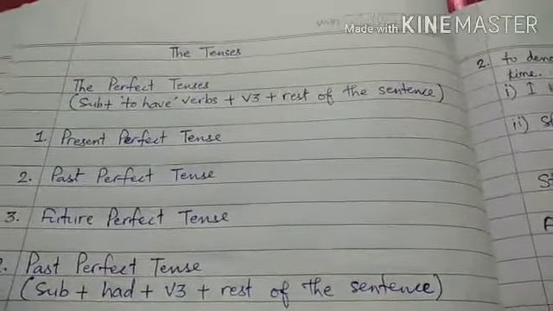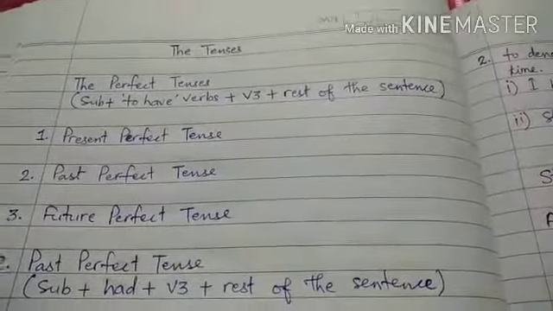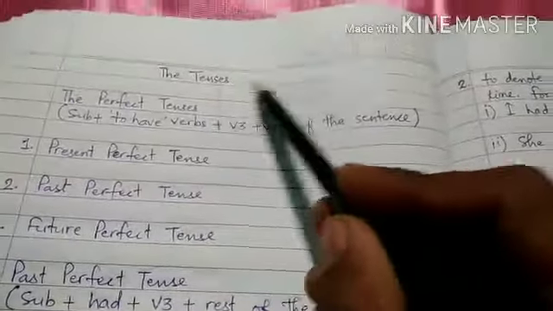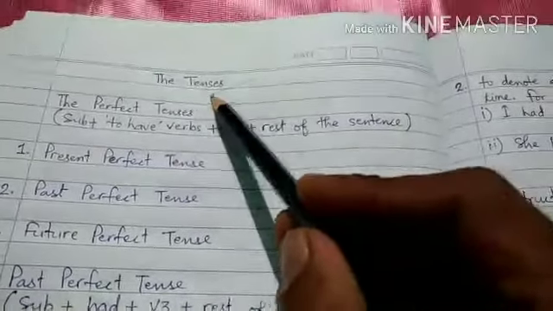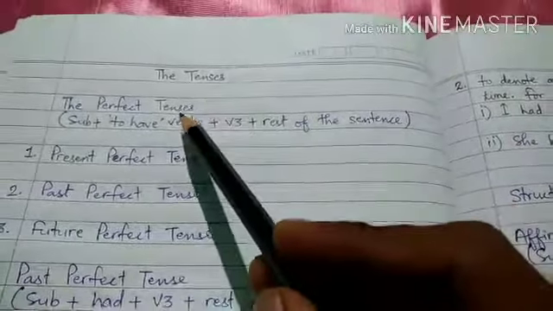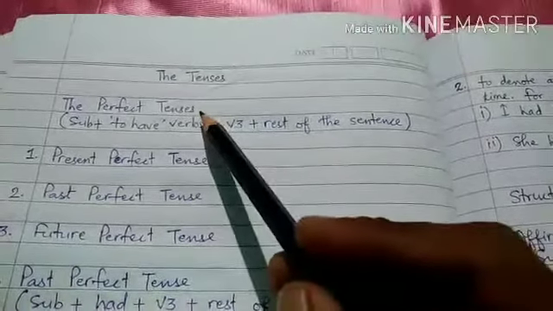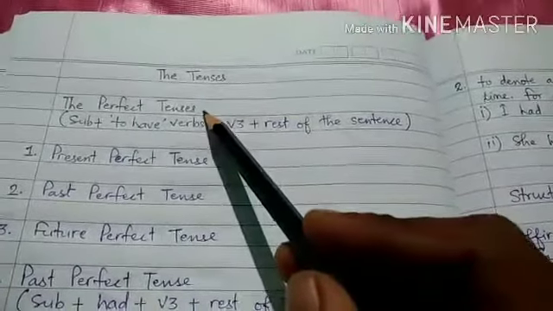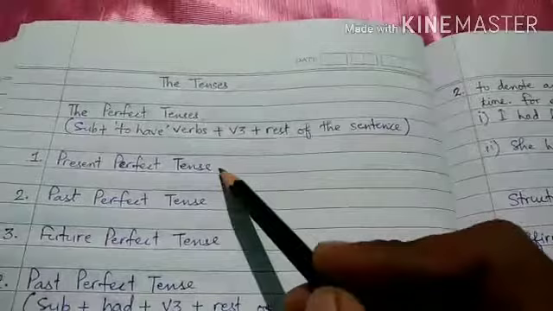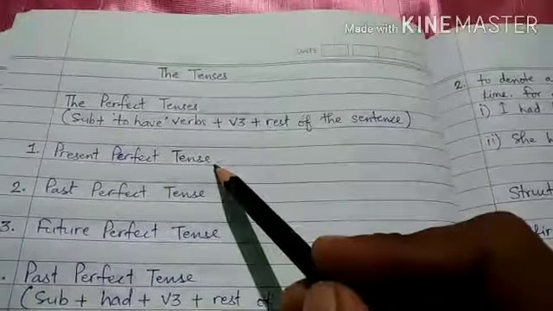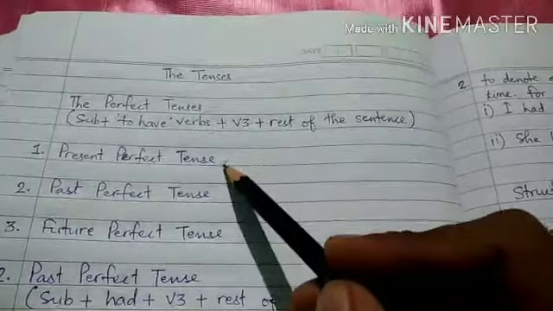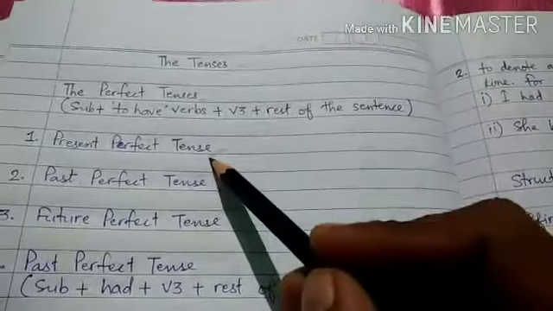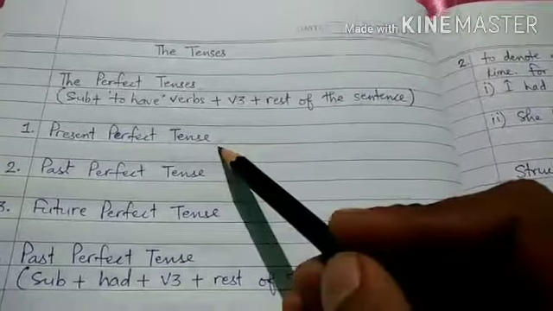In today's class for the students of Standard 9, we will continue with the same chapter, the tenses. In our previous video on the same chapter, we discussed the perfect tenses, and we have already completed the present perfect tense. Until now we have already completed the simple tenses and the continuous tenses, and we are moving ahead with the perfect tenses.